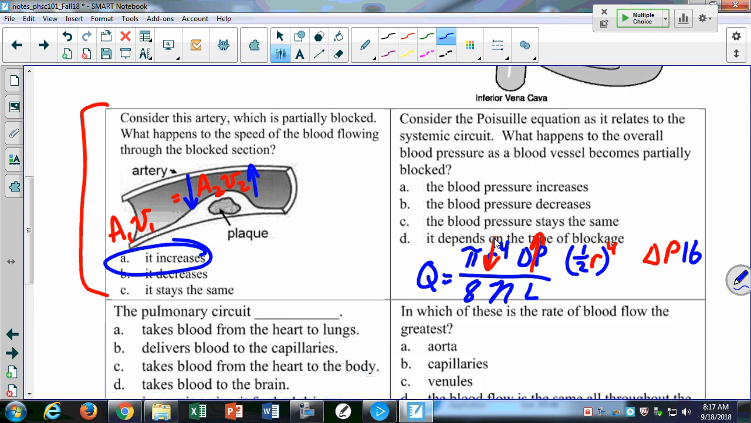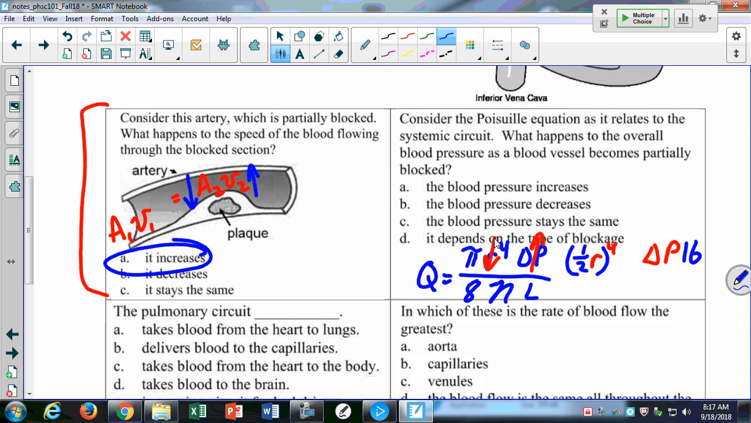Now, we will also see a little bit later that I'm going to say the exact opposite of this. I'm going to say that the pressure in your artery doesn't increase, the pressure decreases. And so when I say that, don't freak out, because I'm talking about two different things. Here, I'm talking about the systemic pressure, the overall pressure that's required to force your blood through the entire system. So it's like the pressure that originates at the heart.